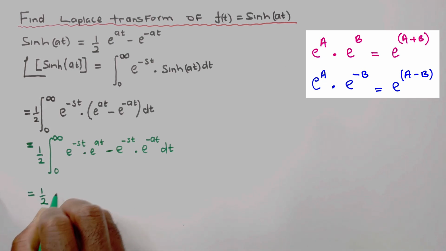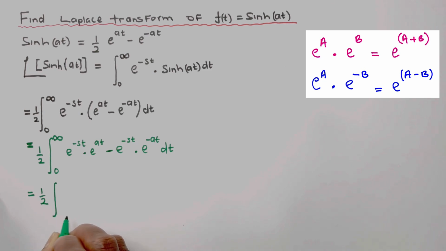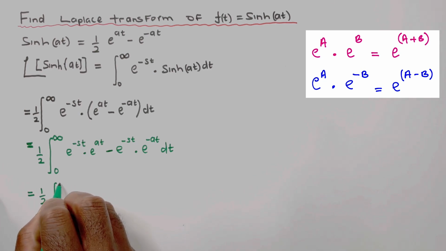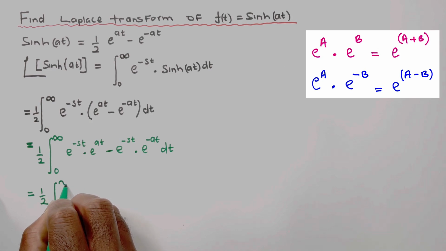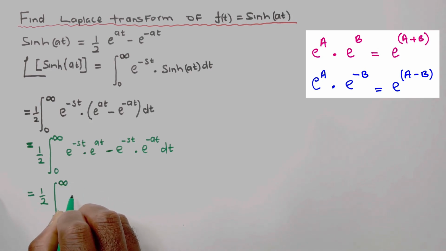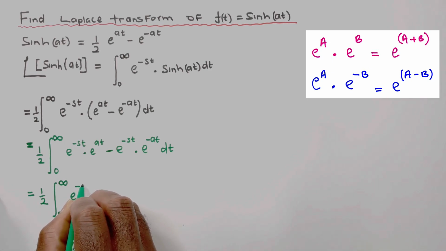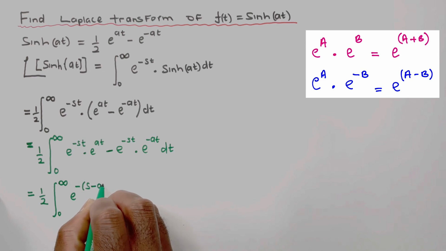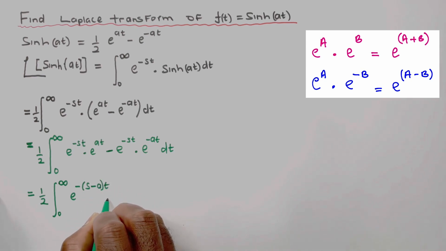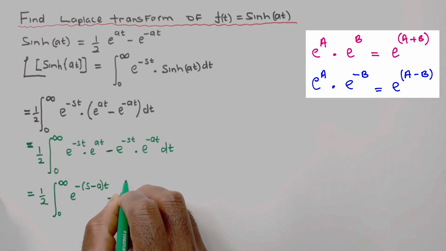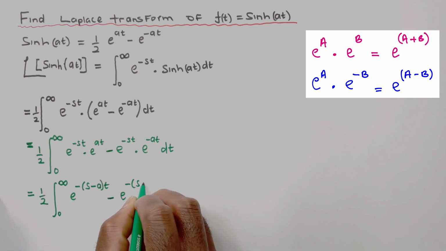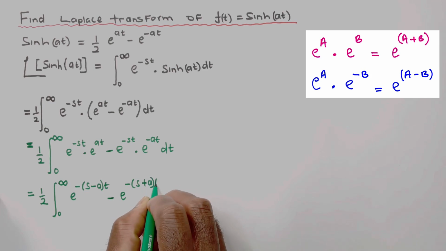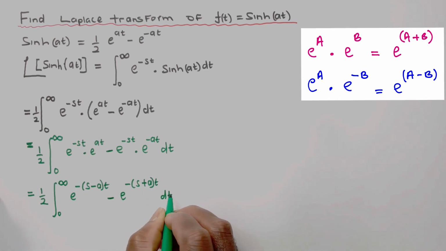So a half integral from 0 to infinity, and then we write e to power minus open bracket s minus a close bracket, bringing the minus t out as a common factor, minus e to power minus s plus a t, and then dt.